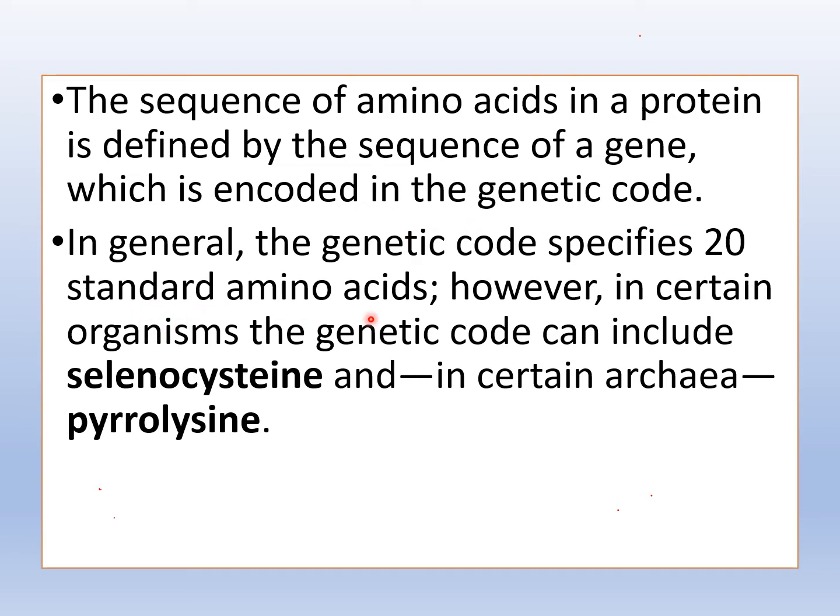In general, the genetic code specifies 20 standard amino acids because only 20 amino acids have corresponding codes nga makitaan sa aton nga DNA kag pwede makopy sa mRNA. However, in certain organisms, the genetic code can include selenocysteine, which is still an amino acid, and in certain archaea, we have pyrrolysine. So in humans naman niya and animals, we have 20 standard amino acids.